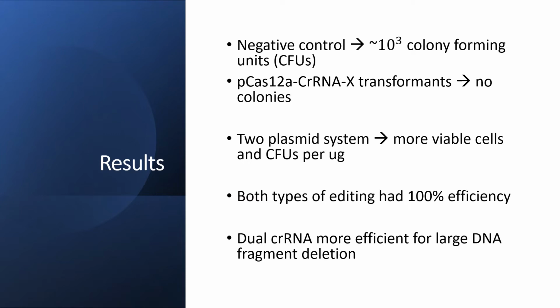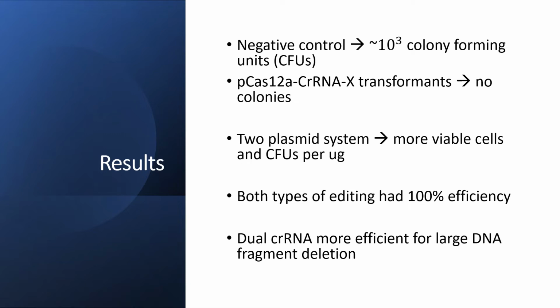So I'm going to go ahead and go over the results. There were 6 main sections, and then I'll go into the data that backed up these results. So for the first section, what they did was they cultured the PA01 strains for 24 hours after plasmid introduction. They found that the negative control had around 10 to the 3 colony forming units, referred to as CFUs, and no colonies were observed on the plates with the pCas12a crRNAx transformants.